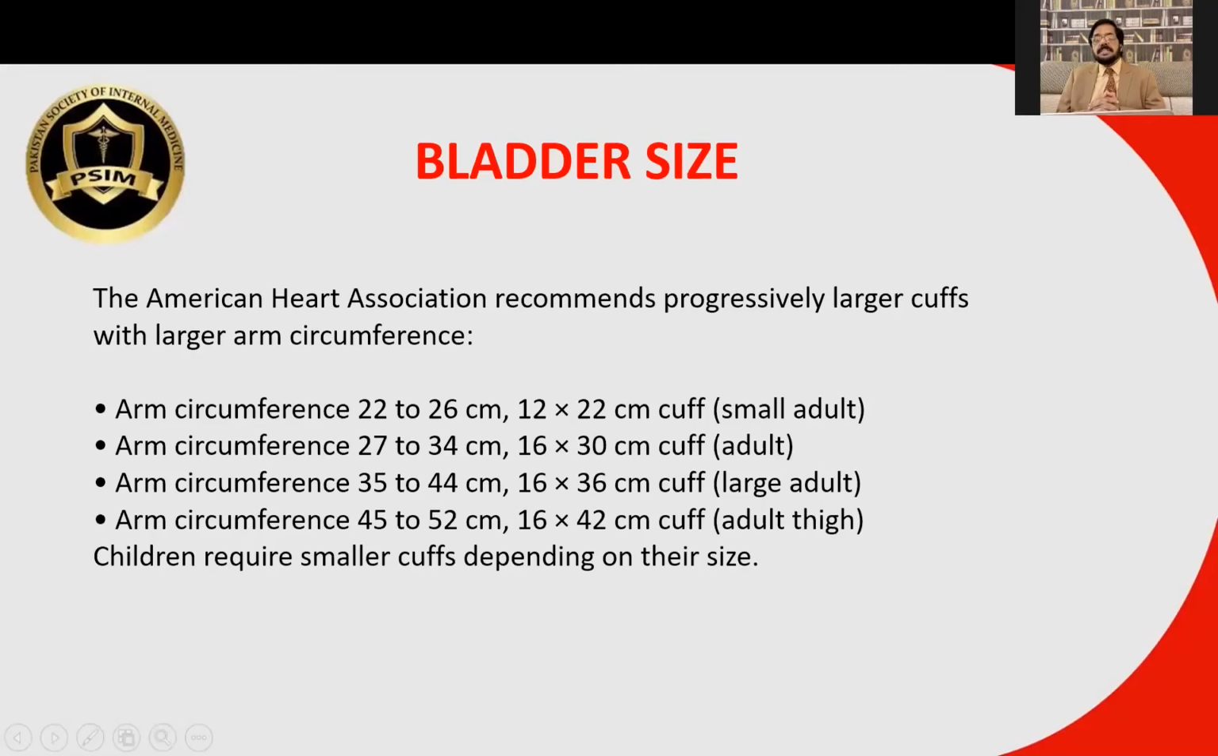Similarly, in case of a large adult, big body, 35 to 44 centimeter is considered as the arm circumference, and 16 to 36 centimeter cuff is the large. Arm circumference 45 to 52 is basically compared to the adult thigh, and the cuff size is 16 into 42. Children require smaller cuffs depending upon their size.